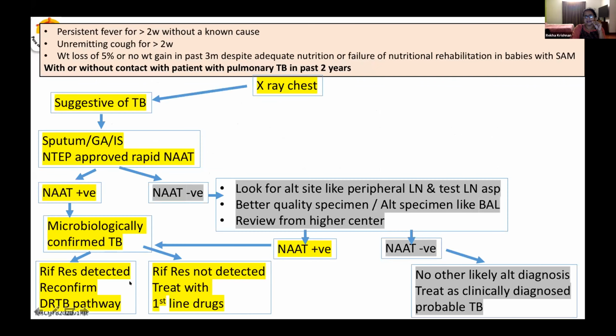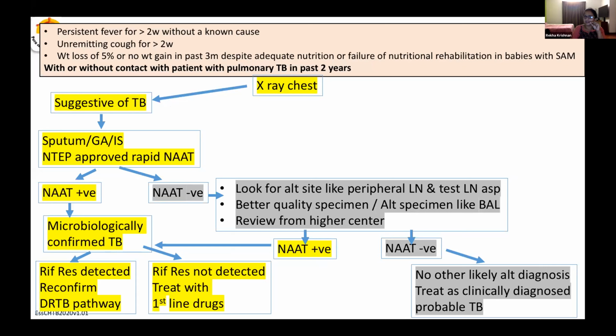Now, this is the algorithm which I want to discuss. You can see that there is a presumptive pulmonary tuberculosis case, Summer, with a chest X-ray suggestive of TB. What is the next step? You have to get a sample because it is pulmonary tuberculosis. The sample that we are going to send, as everybody knows, is sputum.